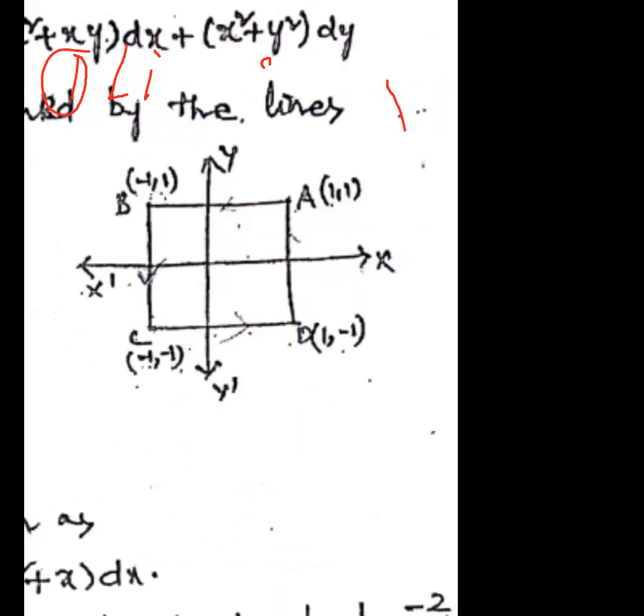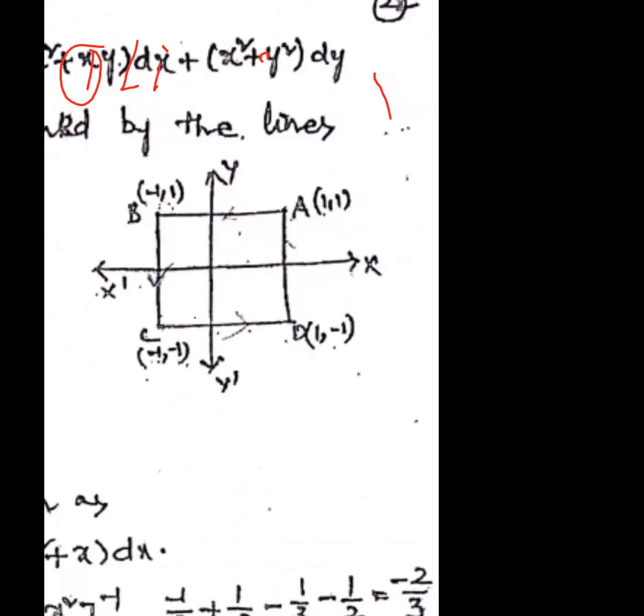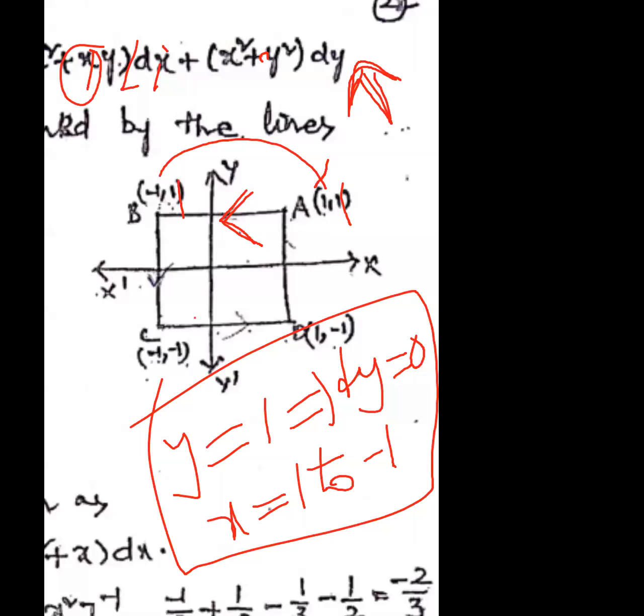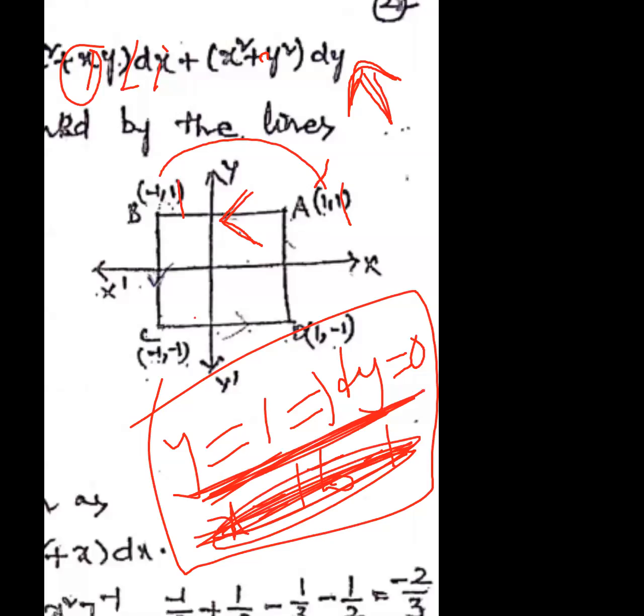So here y equal to 1. We fix y equal to 1, applying the derivative on both sides, so dy equal to 0, and x changes in the direction A to B. So direction is most important. So x is 1 to minus 1. Now we substitute these values in the given problem. This is the limits of x. This is the substitution value.